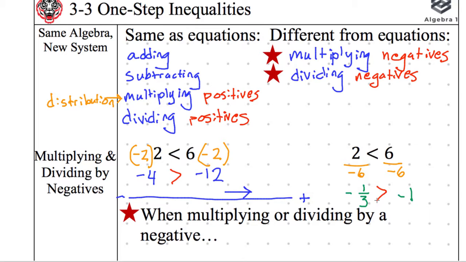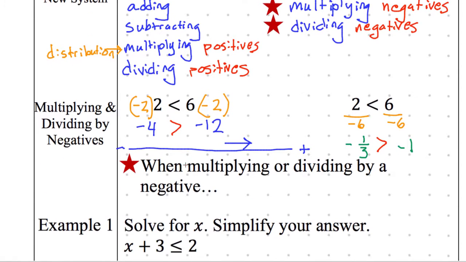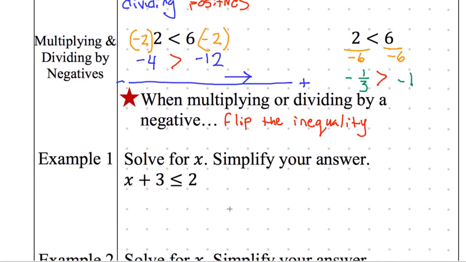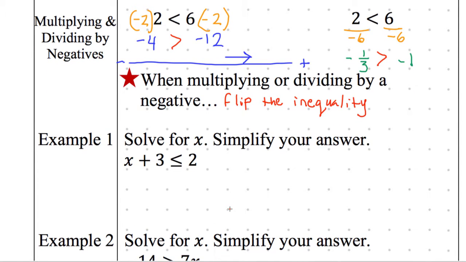Which is also weird because it had to switch signs. Normally when you add or subtract or multiply by positive or divide by positive, this never flips. But in our new cases right here, whenever I multiply or divide by a negative, I have to flip this sign. All right, and that's what I need to write right here. When multiplying or dividing by a negative, flip the inequality. Let me come back here, give Sergio his XP. Flip the inequality. So let's try some examples out.